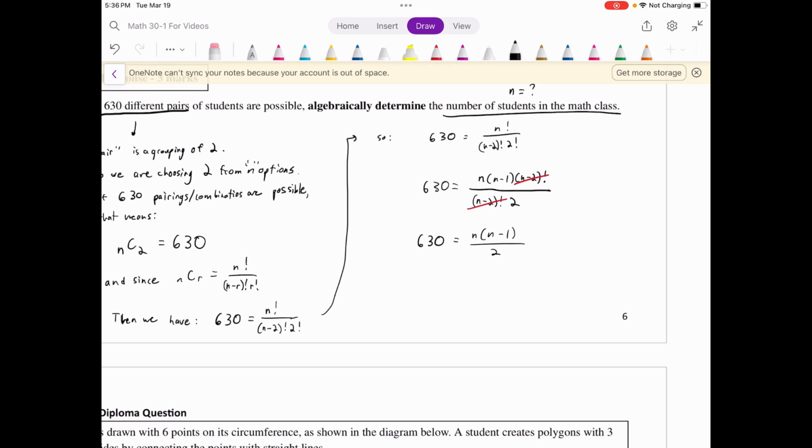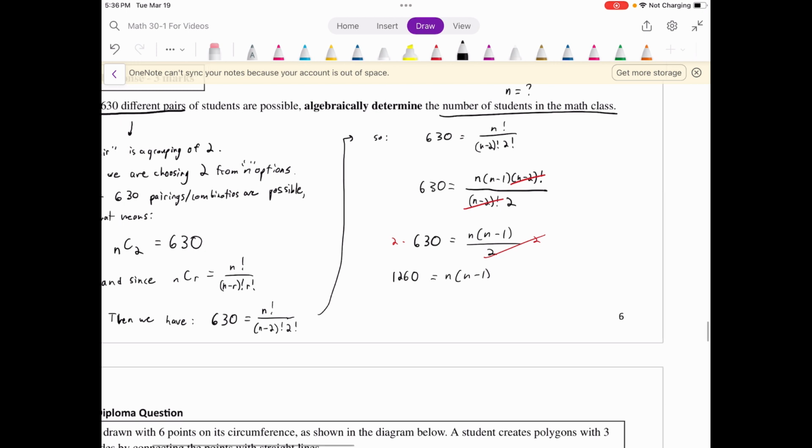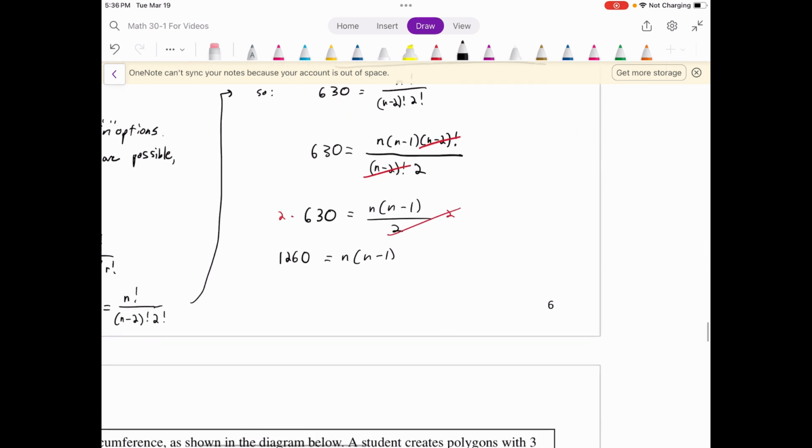So if I'm solving for n, I'm going to first multiply both sides by 2 to get rid of that division by 2. That's going to give us 2 times 630, which is 1,260. Okay, so 1,260 equals n times n minus 1. It's starting to look more like a quadratic. It is a quadratic, but it's starting to look like one of our usual polynomial or trinomial ones, if we were to expand this out.